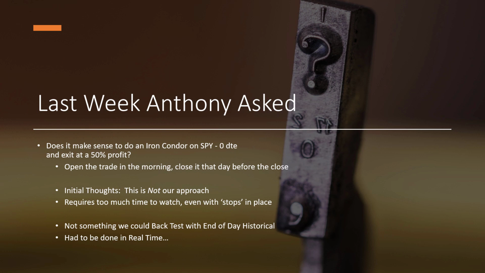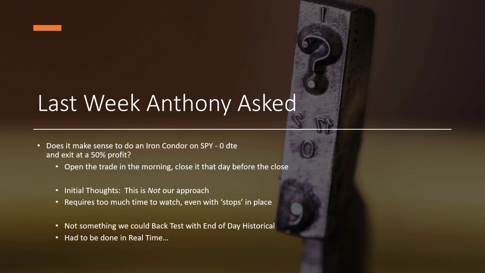Now, last week, Anthony had asked, does it make sense to do an iron condor on SPY, 0 days to expiration, and exit at a 50% profit? What we're talking about is opening an iron condor, a bull put credit spread and bear call credit spread with the same expiration date on SPY in the morning for that day's expiration. Monday, Tuesday, Wednesday, Thursday, and Friday expirations now, so you can do it daily. But you're going to close it before the market closes, hopefully reaching a 50% profit.